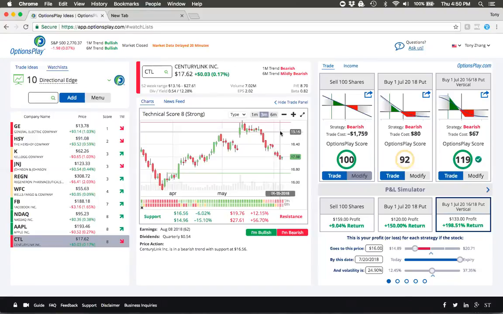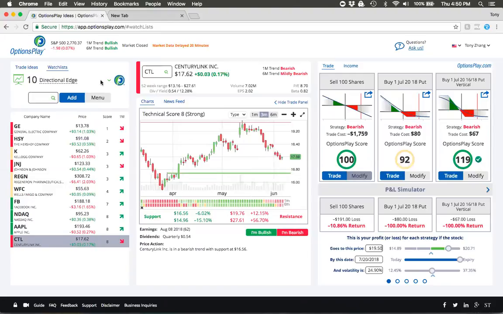And then again, vice versa. Let's say CenturyLink reverses right back up to 19, or maybe even 19 and a half. What's the worst case scenario here? If you had shorted the stock, you'd lose $191 per share, $191 per 100 shares. If you bought this put, you only lose $80. If you bought this put vertical, you only risk $67. Substantially less capital at risk to take the same bearish bet as shorting the stock, with much better returns if you are correct. So again, that's how you can utilize our tools.